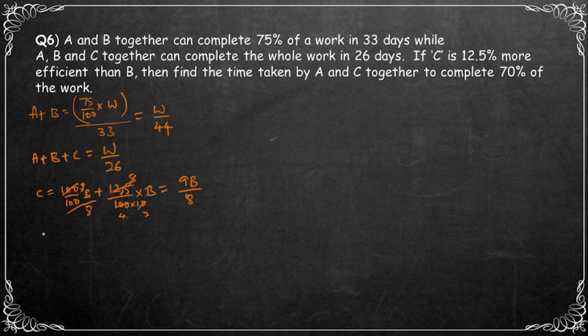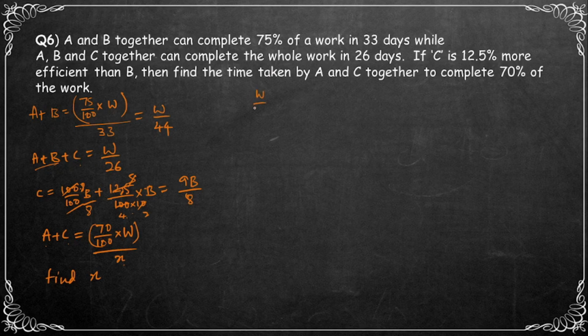Now we need to find how much time A and C take to get 70% of the total work done. So how do we solve? We need to find X. That means we need to find A and C. If we want to solve for C, we need A plus B, which is from this equation. So we simply substitute that A plus B and find the value of C.